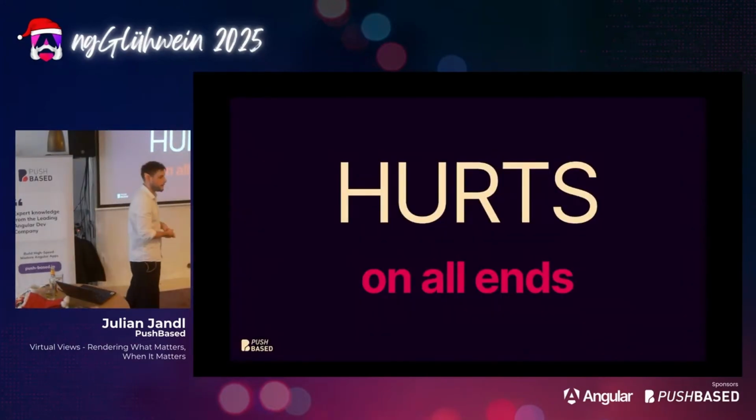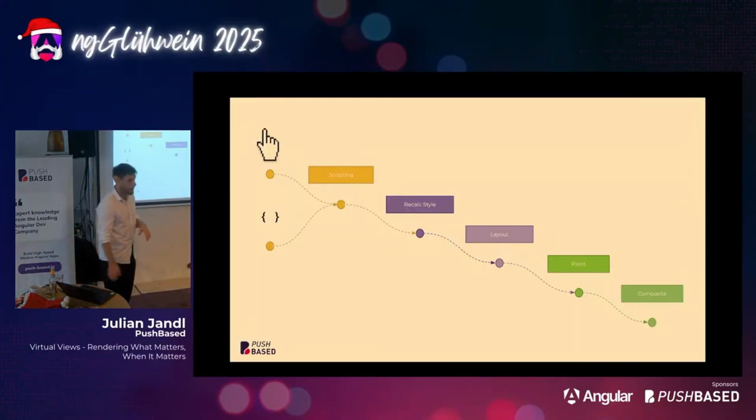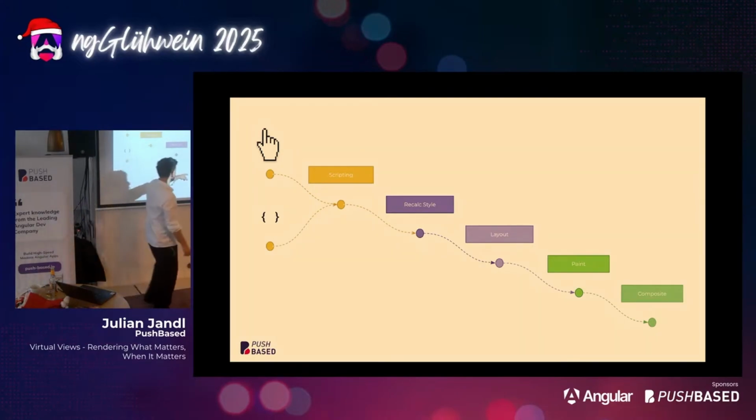Too much DOM really hurts on all ends when it comes to performance. When we talk about the browser render pipeline, which consists of those 5 stages, there are a couple of sub-stages in between, but those are the main ones. You have scripting. Of course, too many components affect scripting. You have a lot of DOM, which causes a high recalculate style phase. Also, you have a lot of DOM and complex DOM structures that you don't even need, which causes a heavy layout phase.